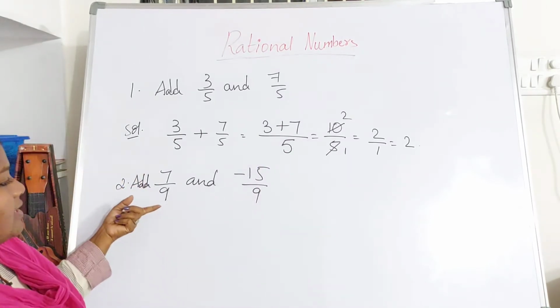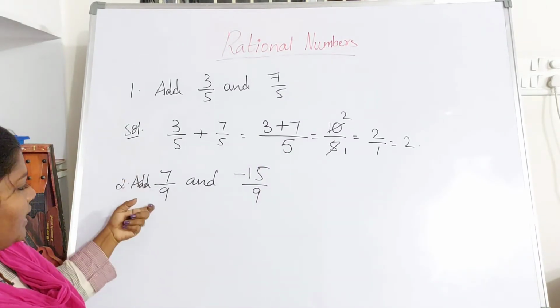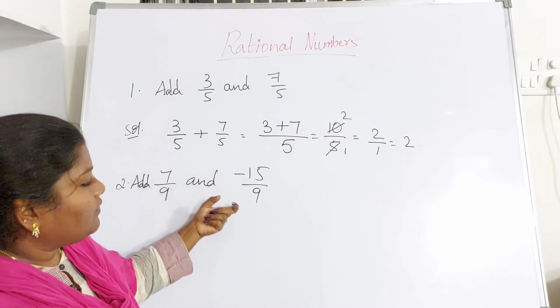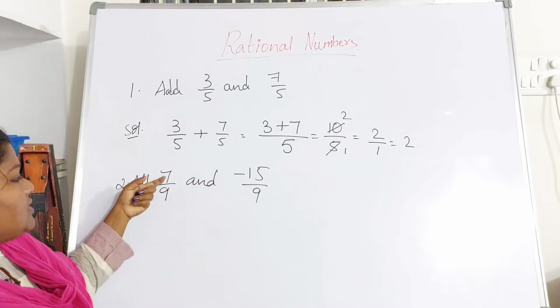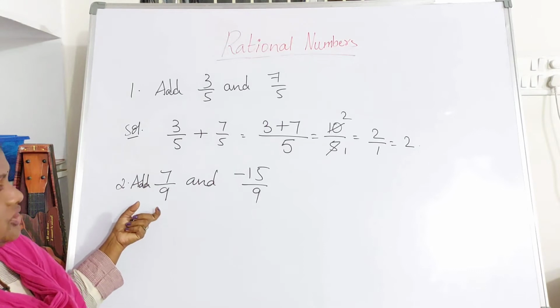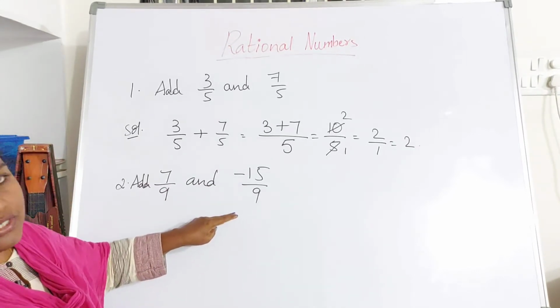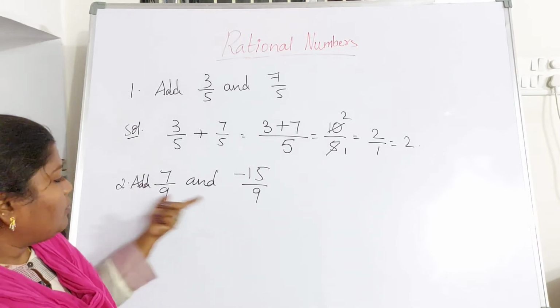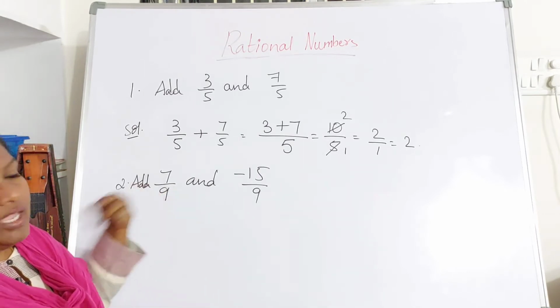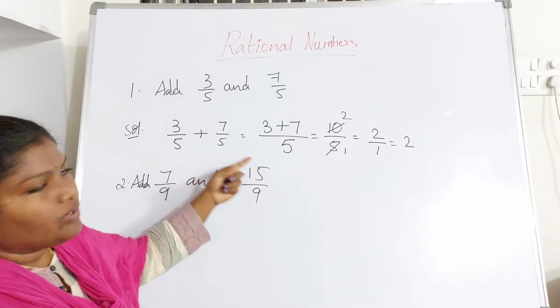This is another example I have taken: add 7 by 9 and minus 15 by 9. Now 7 by 9 is a fraction. You can see here minus 15 by 9 is a rational number. You can observe that both the denominators are the same. If the denominators are the same, you can directly add.